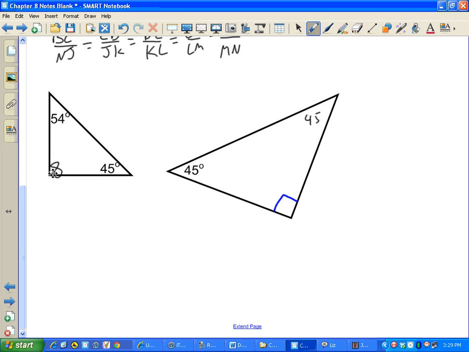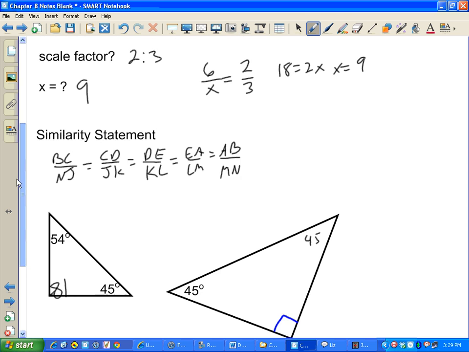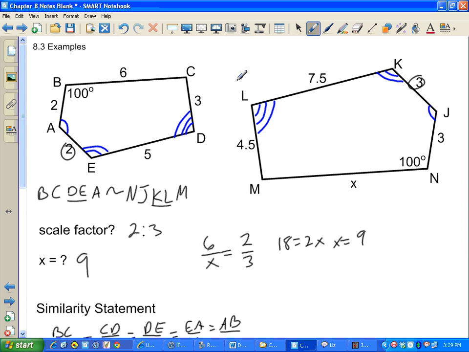So these triangles cannot be similar because their angles aren't all congruent. So even if I had proportional sides by some miracle, which wouldn't happen, I couldn't say that these are similar. And you'll see that that's not a possibility to have proportional sides if you don't have congruent angles in a future section. So this is what you'll be doing for section 8.3.